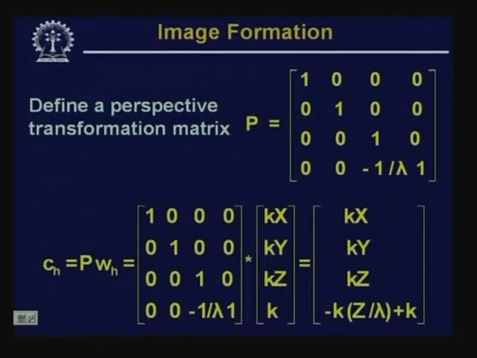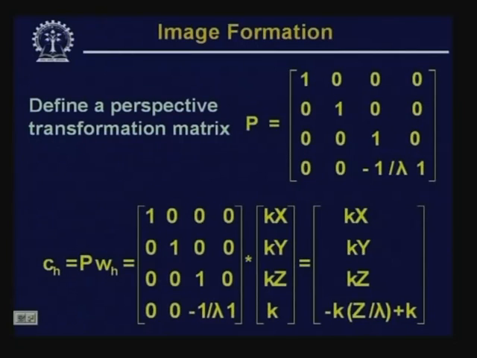So, for a world coordinate point X, Y, Z, once we have the corresponding homogeneous coordinate kX, kY, kZ and k, we define a perspective transformation matrix P, which in this case is 1, 0, 0, 0, 0, 1, 0, 0, 0, 0, 1, 0 and 0, 0, minus 1 upon lambda, 1. When the homogeneous coordinate Wh is transformed with this perspective transformation matrix P, what we get is the homogeneous coordinate of the camera point to which this world point W will be mapped.